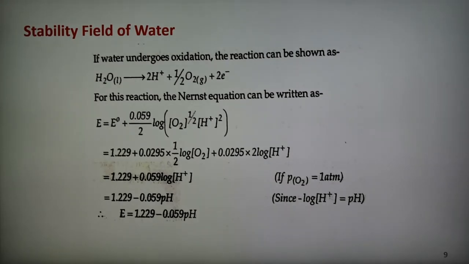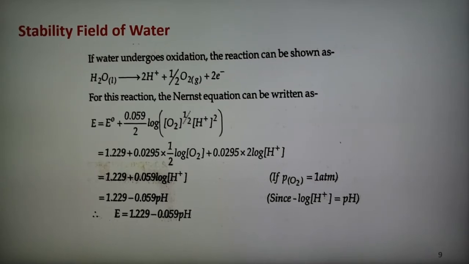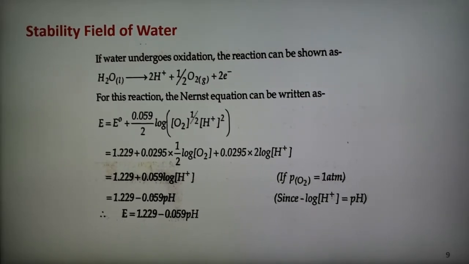On the basis of this equation, we can conclude some important points. This equation is a straight line of the form y equal to c plus mx, where y equals EMF, c equals 1.229 volt, m equals minus 0.059 and x equals pH. So this is a straight line with intercept 1.229 volt and a negative slope. This equation shows that the EMF of this couple depends upon the pH of the solution. This line gives the upper boundary of the stability field of water, and any species having a higher potential than this can oxidize water with evolution of oxygen gas.